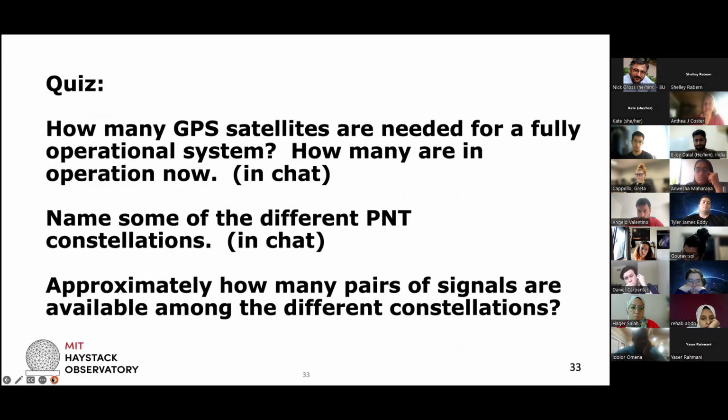All right. So I have a quiz, and I think I actually said this: how many GPS satellites are needed for a fully operational system and how many are in operation now? I think I already told you that. But can you name some of the different constellations? Can anybody name them? And can anybody also just guess how many pairs of signals are available right now among the different constellations? So I would say, can you answer in chat these last two?